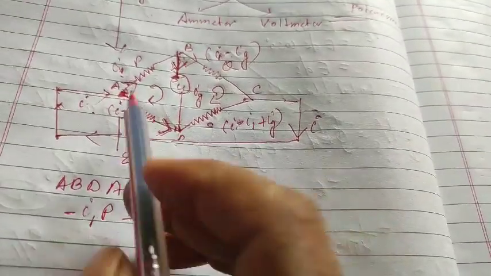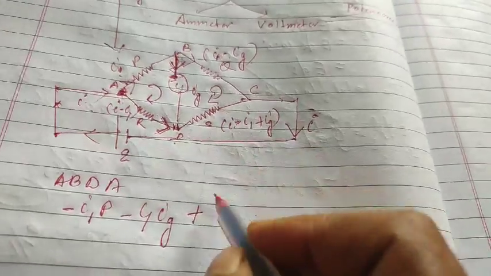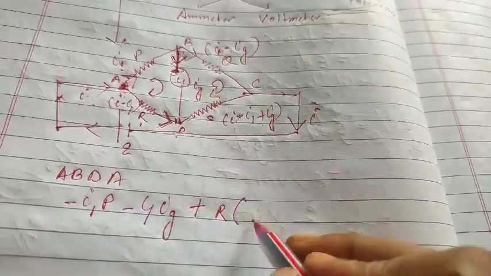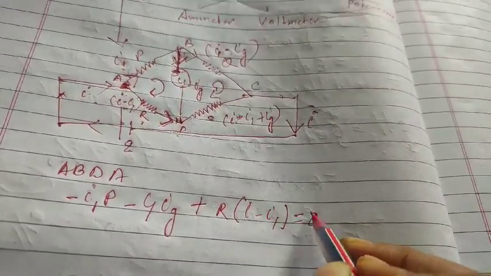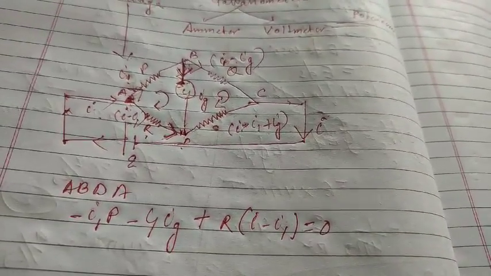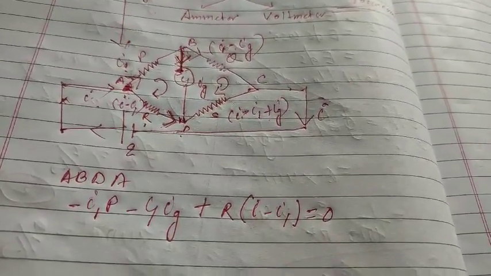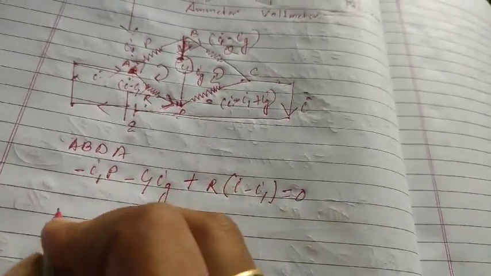Why? When we are going from D to A, the arrow mark is opposite to our path. So we will take positive R. Your resistance is R and your current is I minus I1. That is equal to 0, because the net current in the loop, I have told you, from any junction the net current will be 0. The way the current is going, the way the current is leaving.